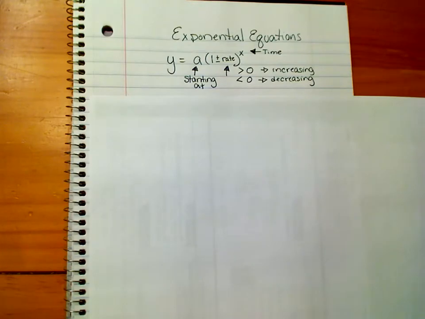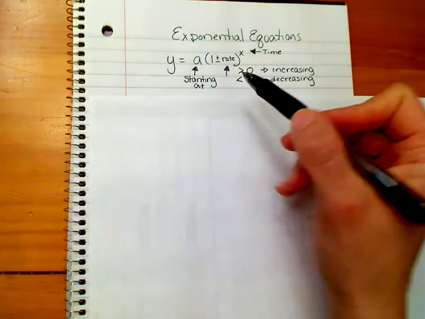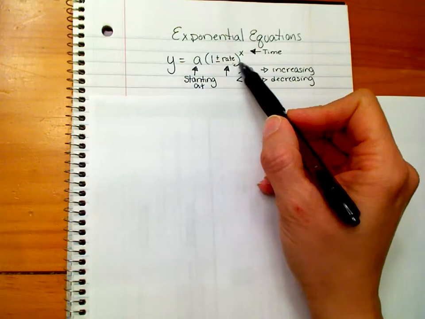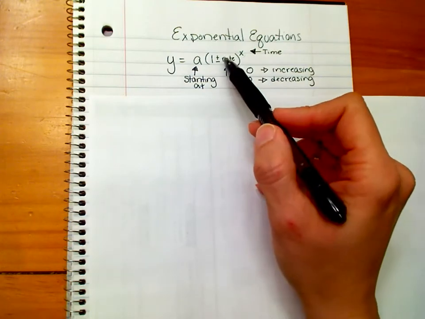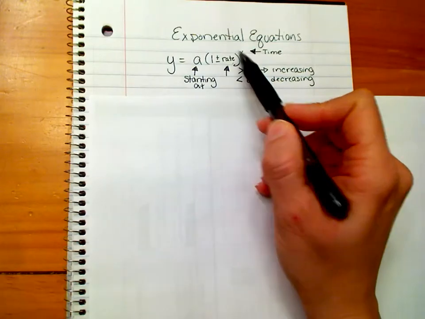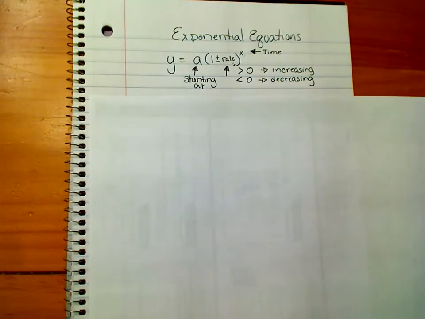population growth or some population decreasing, something like that, it'll always be 1 plus some percent as a decimal. And x will be the exponent. That's why it's called an exponential equation. Your x is the exponent. It's a good way to remember it.